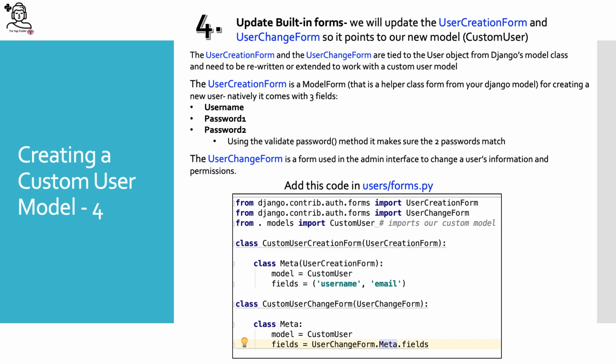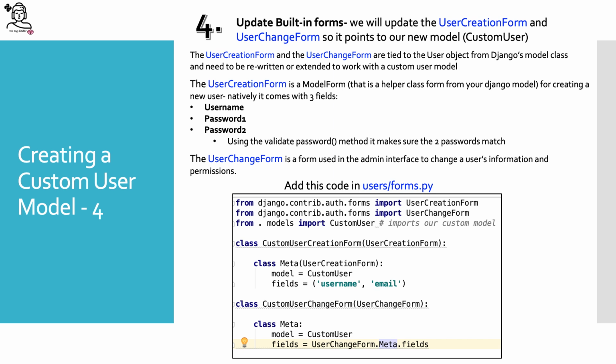Very simply, what we're doing here is we take this UserCreationForm, that's a model form for creating users, and we're just extending it. We're just saying, hey, I want you to point to my custom user model, and I want just these two fields, username and email. So we know generically it would come with username, password 1 and 2, but we just want username and email.